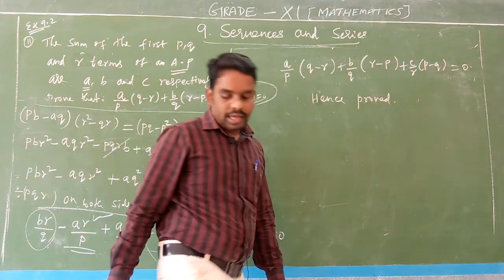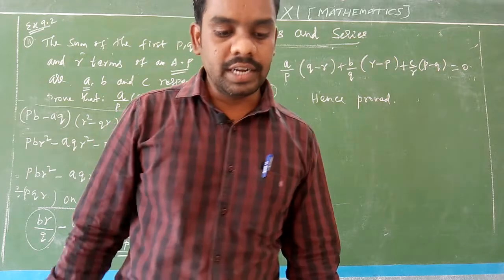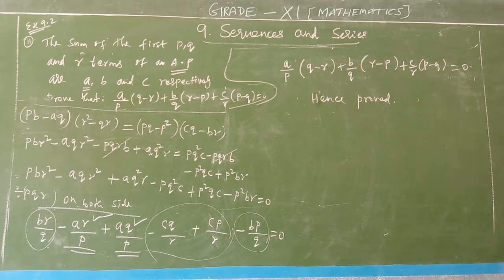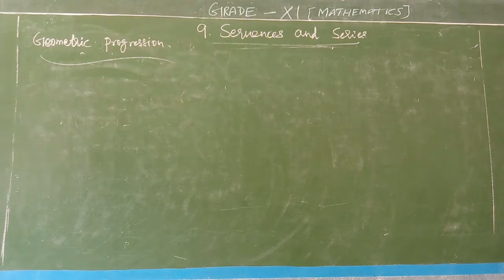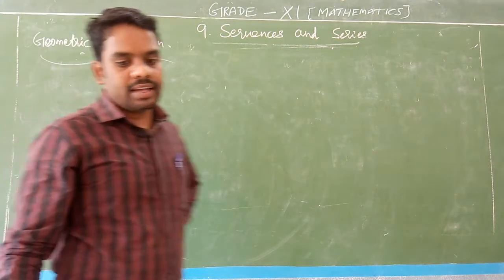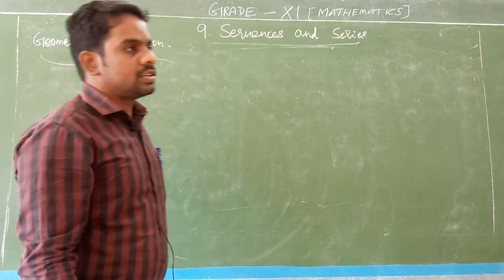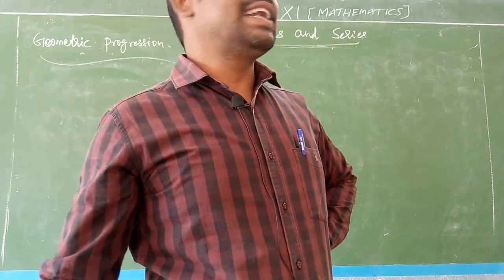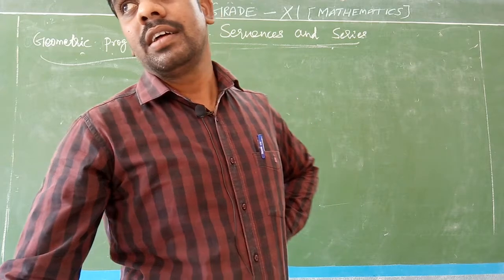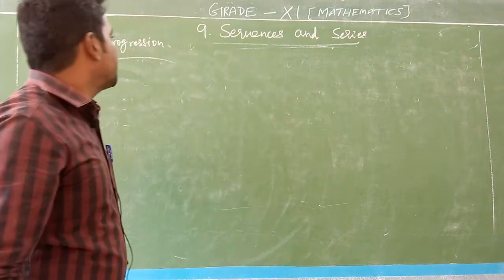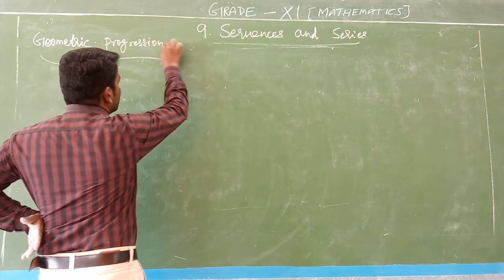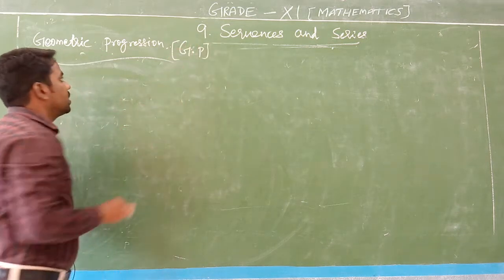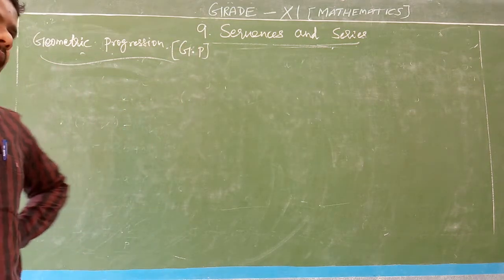Okay, right. Exercise 9.2 is completed. Next, exercise 9.3: geometric progression. Already we all studied arithmetic progression in the last class, 10th standard, but not geometric progression. Geometric progression is a new topic. Geometric progression is called GP.